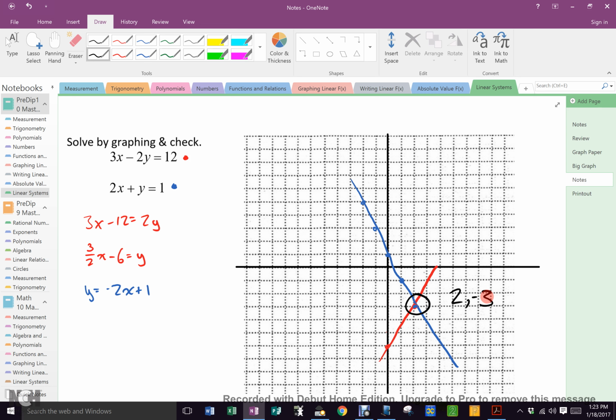Tiffany? Pardon me? It's absolutely inaccurate, isn't it? What if this line went through right there? Do you have any idea what that value actually is? No. So graphing is not particularly accurate. All right? Now, why has it worked out perfectly here? Because I made the questions to show you the concept. Everybody cool?